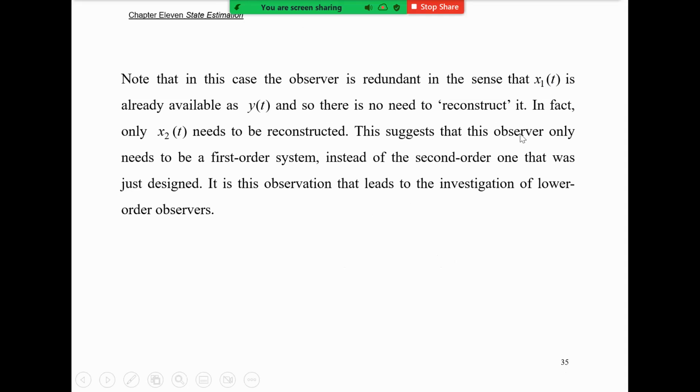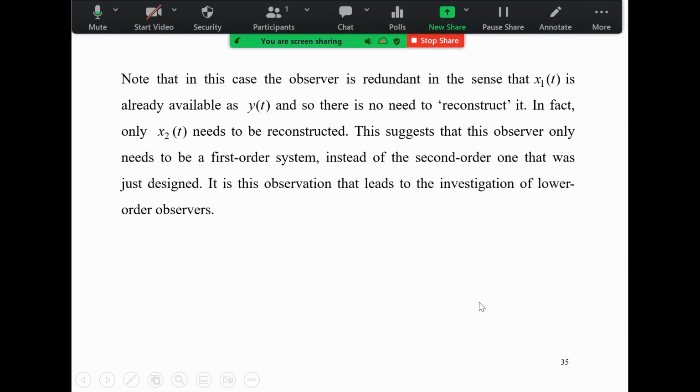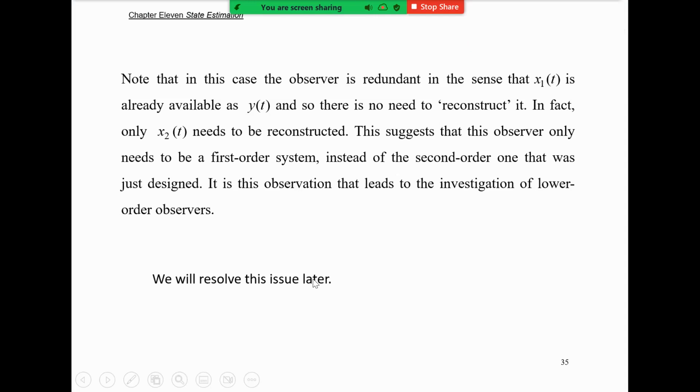So that implies this observer has some redundant information in the model. Probably we only need to build an observer which is a first order system instead of a second order system. So it is this observation that leads to the investigation of lower order observers, and we are going to discuss that later. We're going to resolve this issue later.